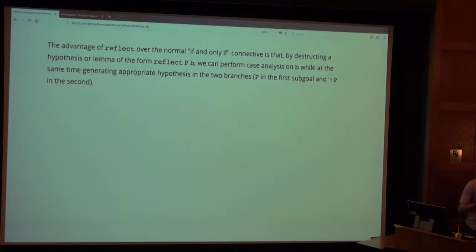And the advantage of using this over the normal if and only if connective is that if we destruct a hypothesis or a lemma of the form reflect P B, we now have two cases. We have the case where B was true, and we get as an extra bit of information that P also holds as an assumption. And in the other case, B was false, in which case we get not P. So when we do case analysis on this, we either get P or we get not P, and we don't have to do any rewriting with this if and only if statement.